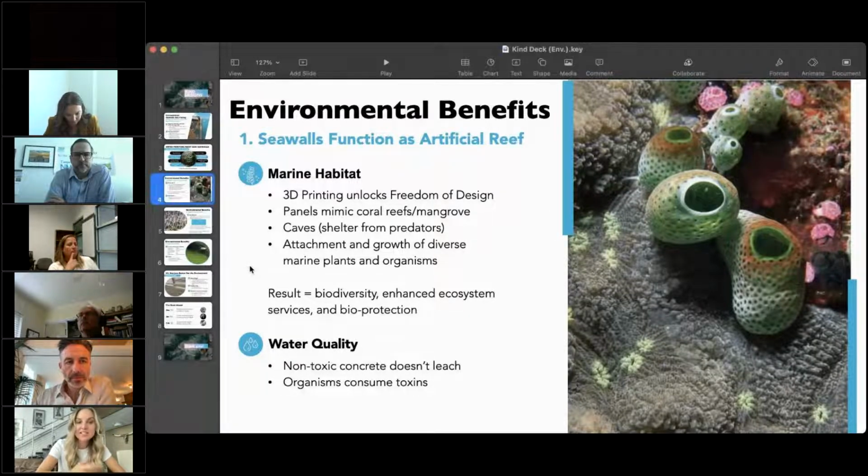And because the materials also don't leach chemicals, biodiversity is able to attach to the seawall panels, enhancing the ecosystem and providing bioprotection. And also as a bonus, when that biodiversity is in the area, they're also consuming the toxins in the water. So the quality of water is also not damaged by these seawalls, unlike a conventional seawall panel.